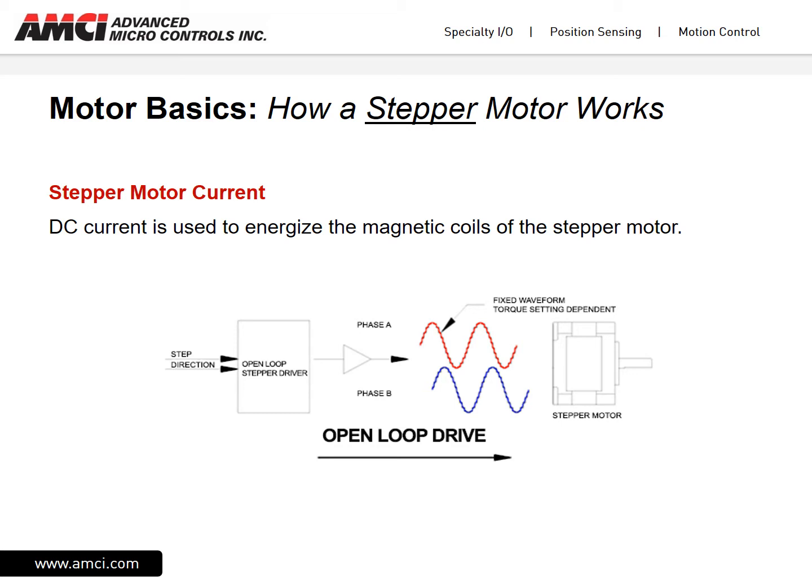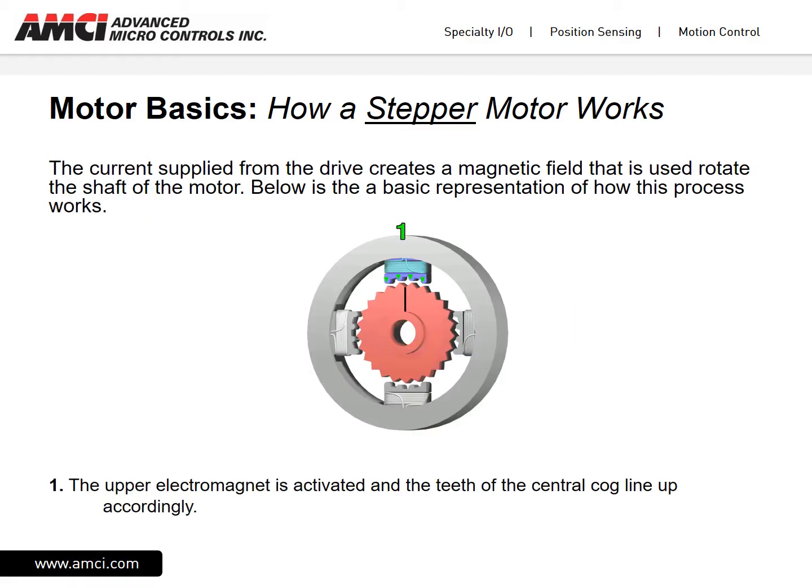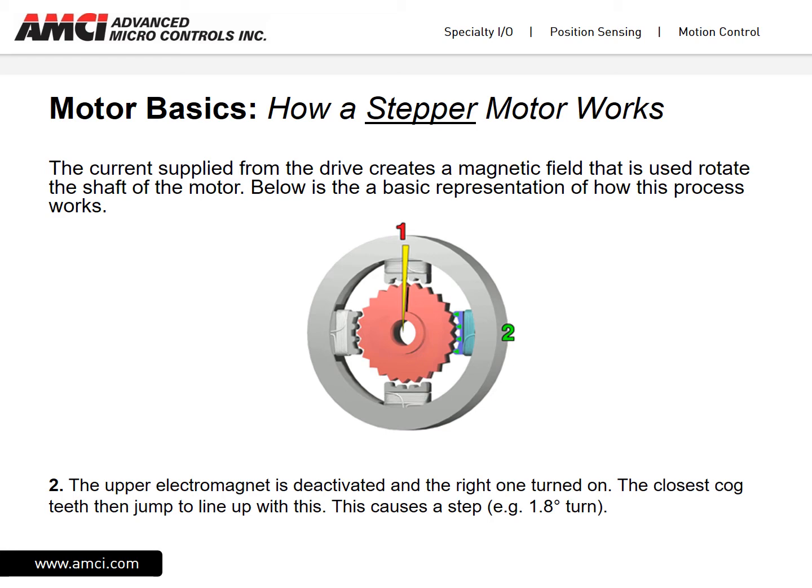Let's take a closer look at what happens when the current is applied to the stepper motor windings. The current supplied from the drive creates a magnetic field that is used to rotate the shaft of the motor. Let me begin by saying this is a very basic approach, but the same principles apply to modern stepper motors. In step 1, the upper electromagnet is activated and the teeth of the central cog line up accordingly. The electromagnet in step 1 is deactivated and the right one is turned on. The closest cog teeth then jump to line up with this. This causes a step of 1.8 degrees.